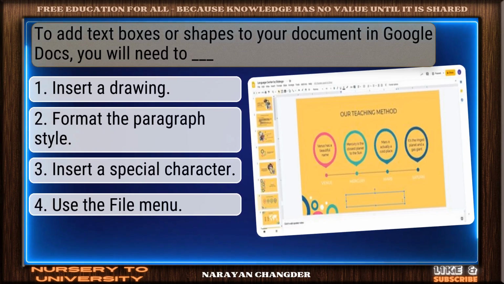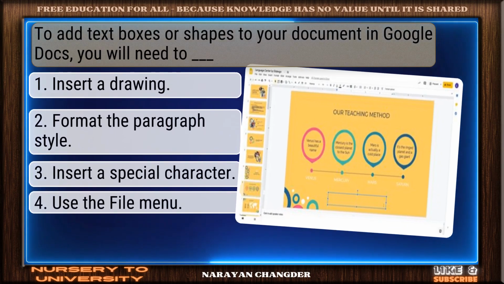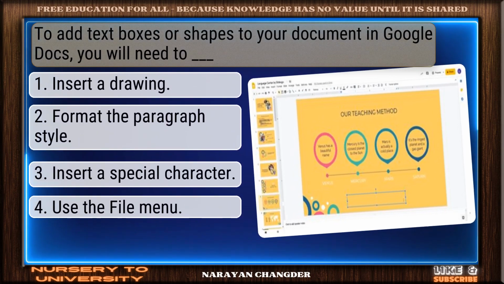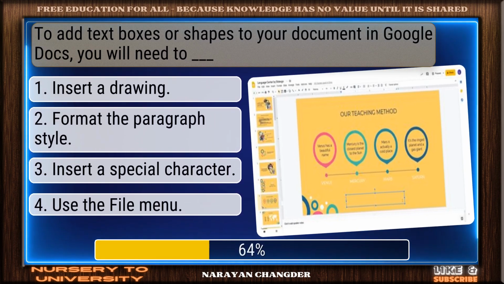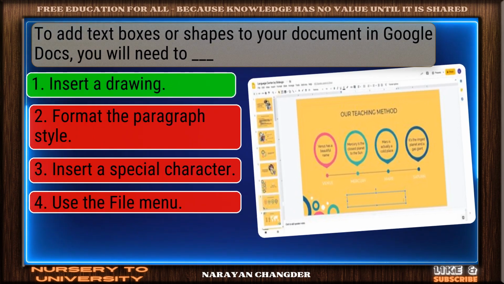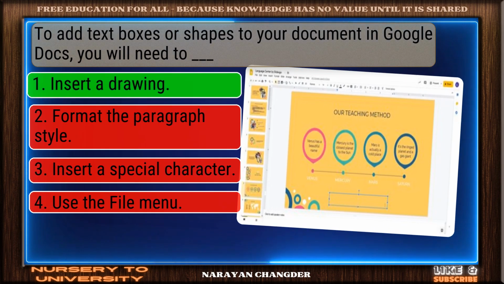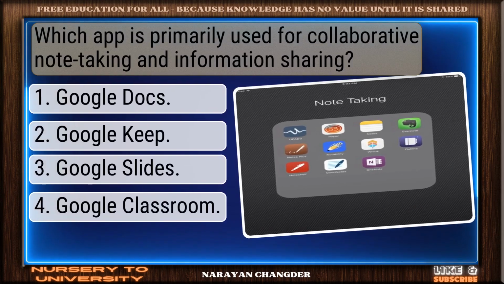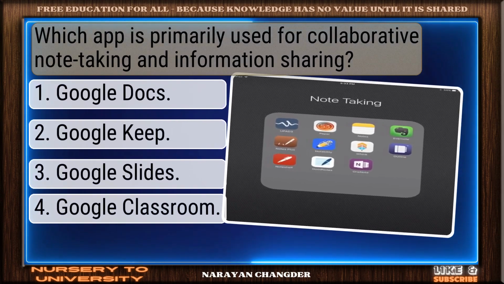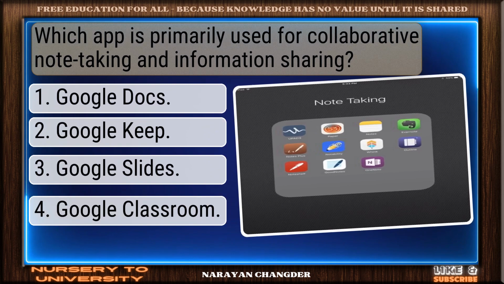To add text boxes or shapes to your document in Google Docs, you will need to Dash. Smart pick. Insert a drawing is the correct choice. Which app is primarily used for collaborative note-taking and information sharing?